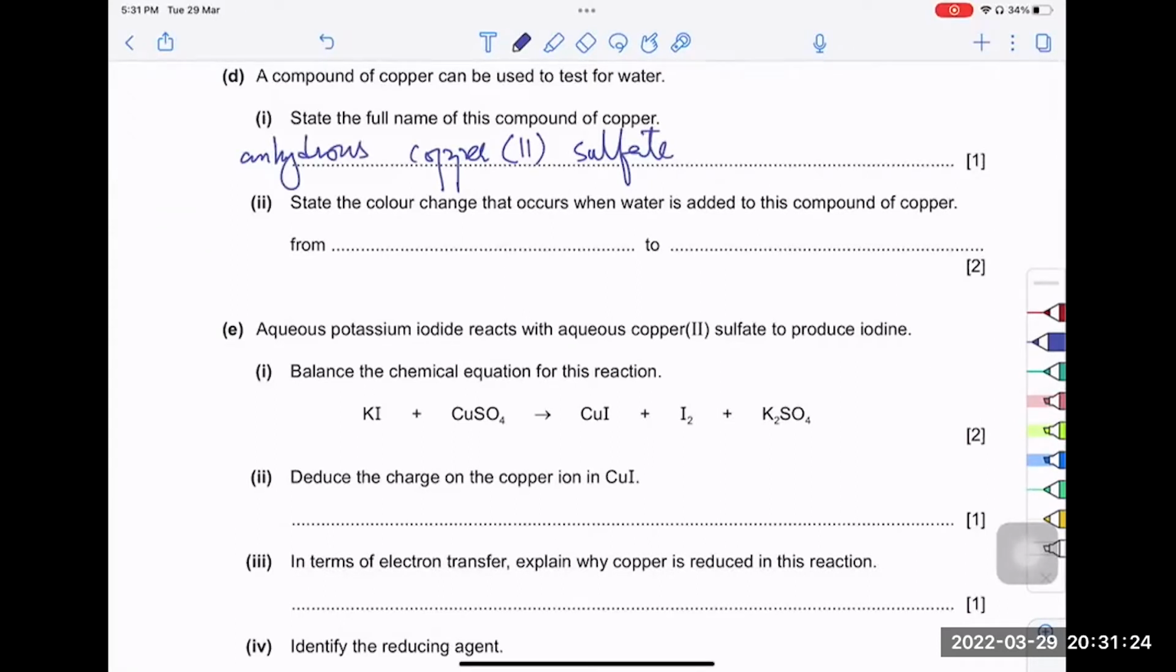That is one. The other option is cobalt 2 chloride paper, which goes from blue to pink. And this one goes white to blue.